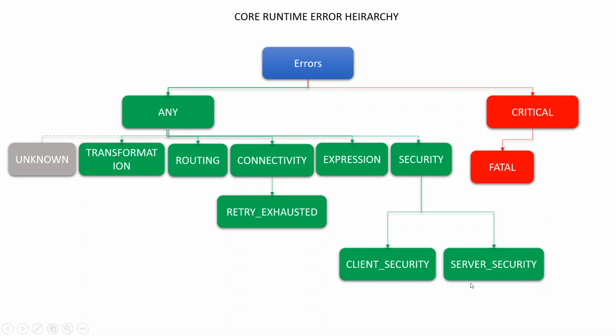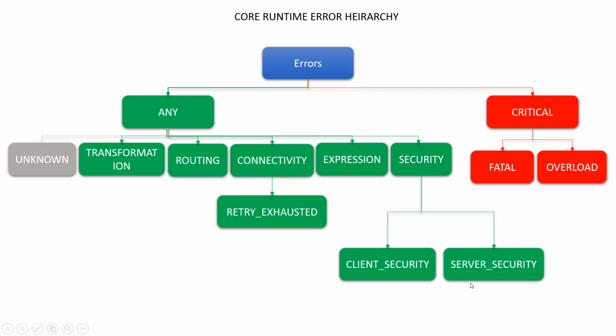Critical has a fatal error and an overload error. So errors like flow back pressure, or sometimes you might also get out of memory or stack overflow error. All those will fall under either the fatal or the overload. Overload ideally is where the flow back pressure error would come.